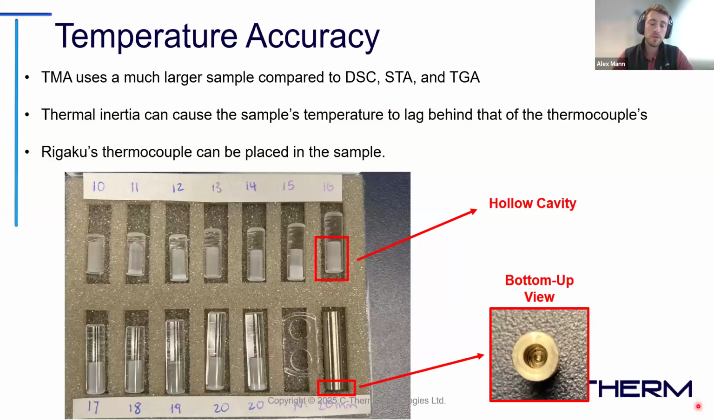Due to this hole burrowed in the bottom, Rigaku's thermocouple can be placed inside the sample, so that the temperature recorded is the internal temperature of the sample. As we can see here, our reference sample has a little hollow cavity into which the thermocouple can be inserted. Also, this sample here, our reference nickel sample, has a little hollow cavity, so you can put the thermocouple inside the nickel. Now, if your sample can't have this little hole in the bottom, then you would just use the reference to more closely mimic what the sample would see.